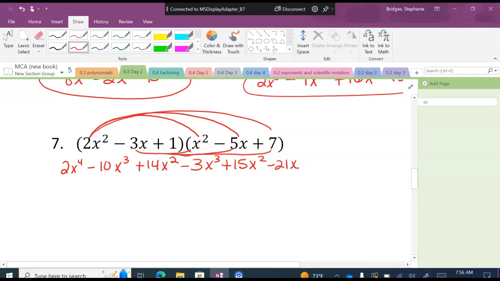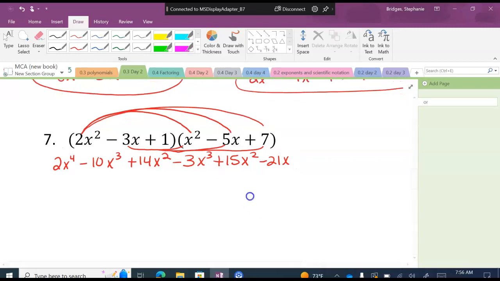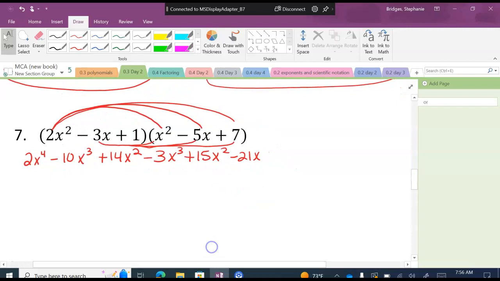Am I finished? No, I still have that 1 that has to get multiplied by everything in that second parenthesis. So then I'm going to repeat. 1 times x squared is 1x squared minus 5x plus 7. And so now we just have a lot of terms that we have to deal with. Everybody good so far?